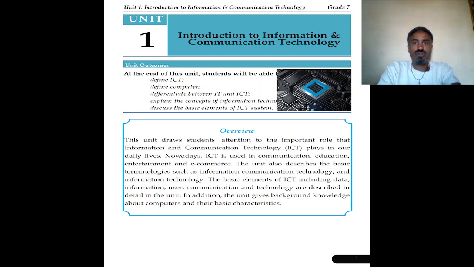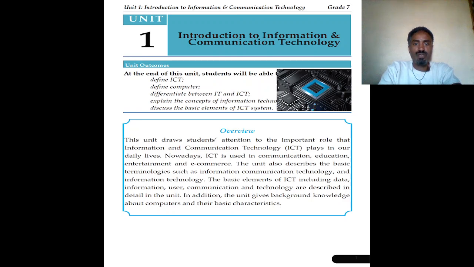Unit 1, Introduction to Information and Communication Technology. What are the outcomes? At the end of this unit, students, you have to be able to define ICT. You have to define computer. You have to differentiate between IT and ICT. What's the difference between IT, information technology, and ICT? You have to know at the end of the unit.